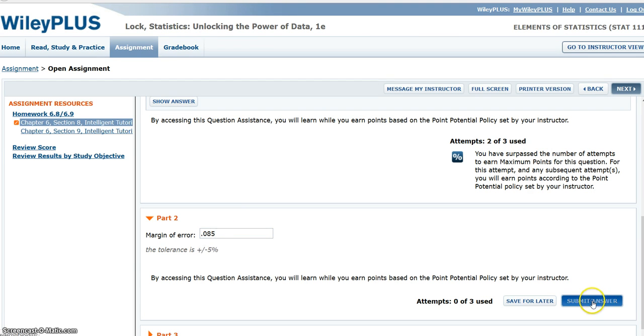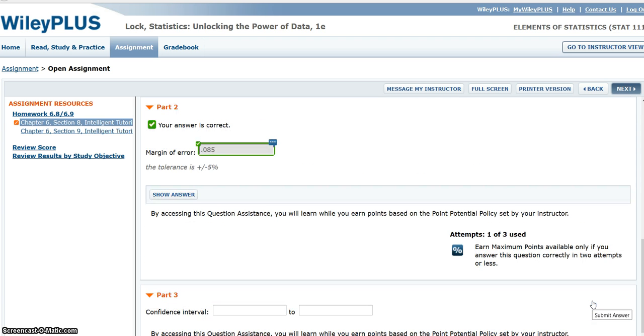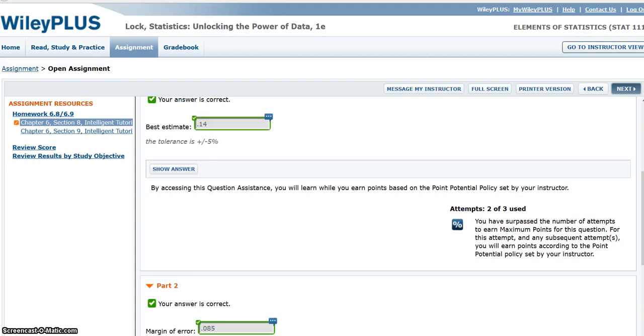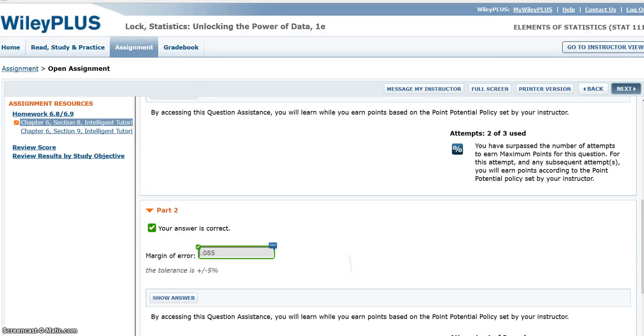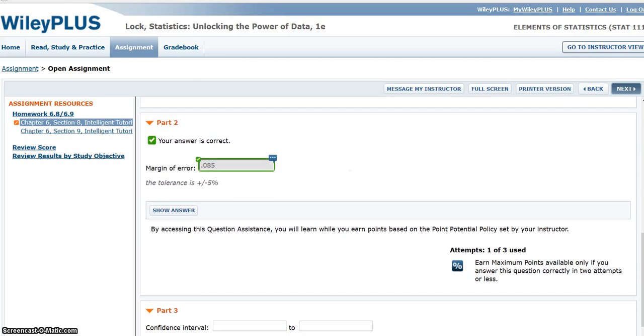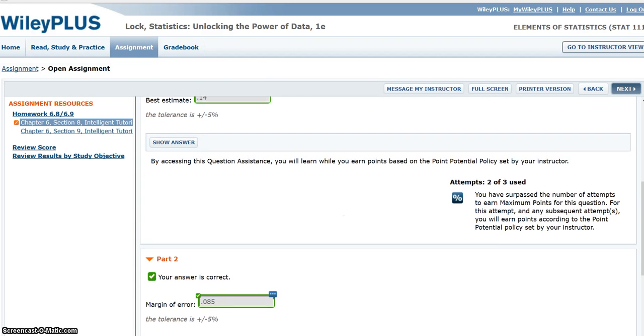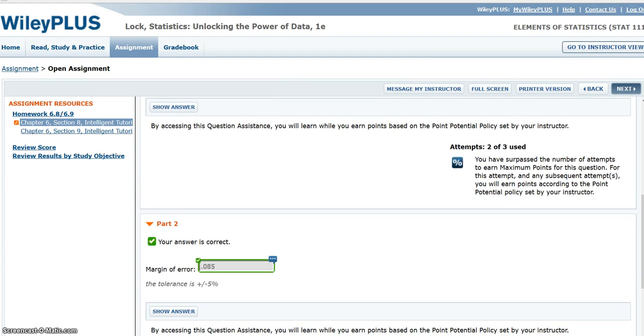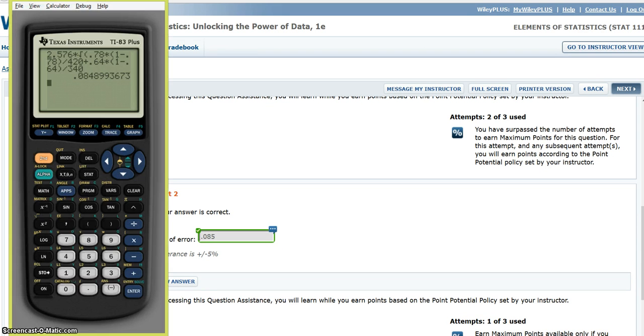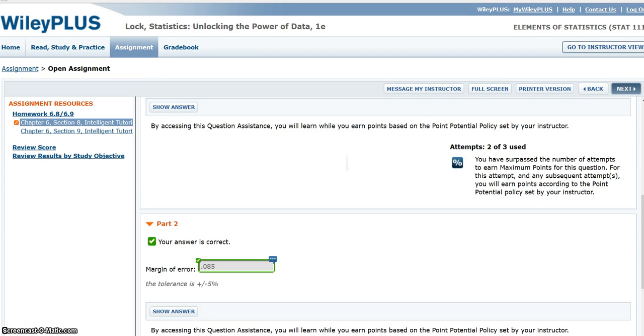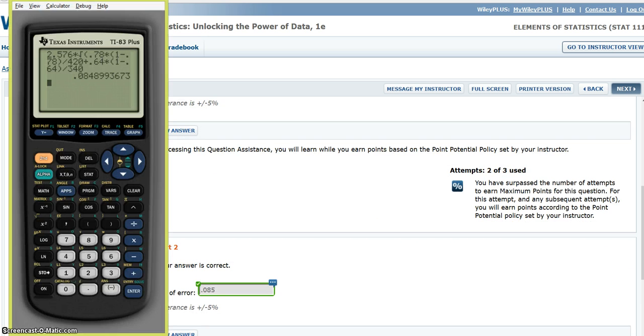And submit my answer. Okay, so now I'm going to use my point estimate, 0.14, and my margin of error that I found here to create my confidence interval. And I'm going to use these values that were accepted before. So I have 0.14 minus 0.085.